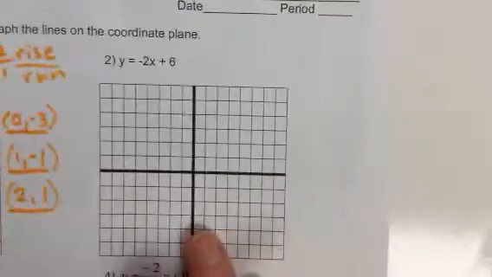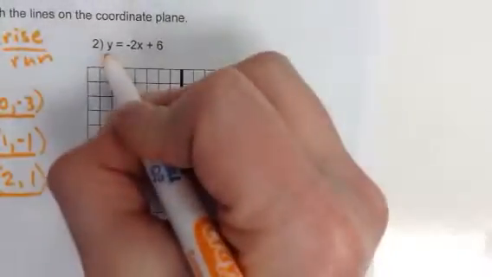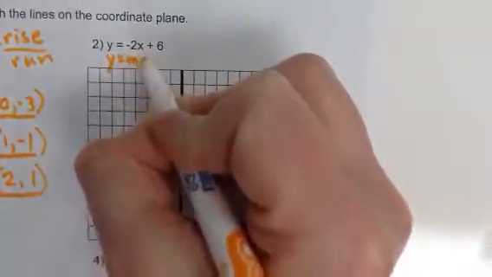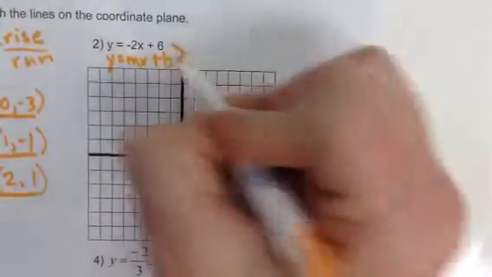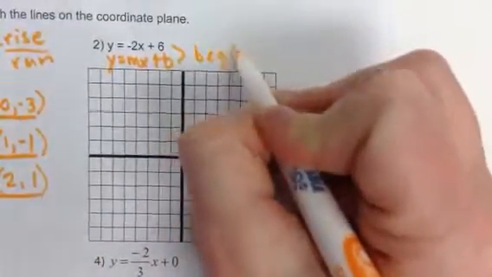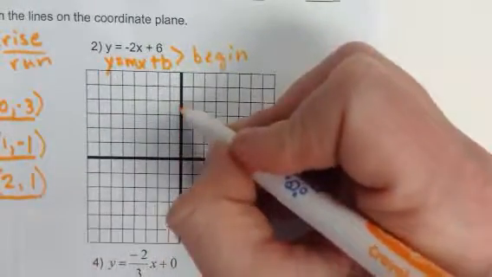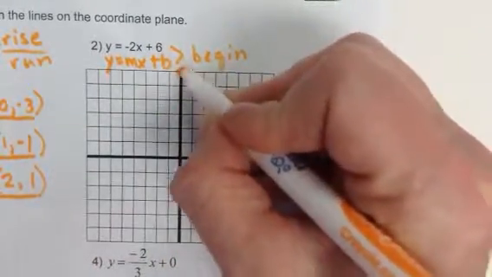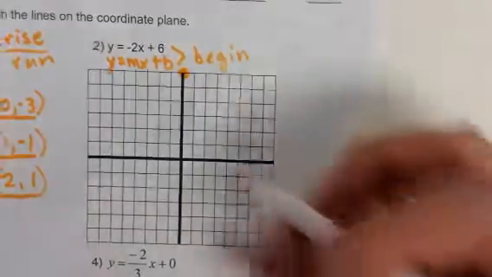Okay, so let's go ahead and do just one more together. It's in the form of y equals mx plus b. So I'm going to begin with that number at the back. So they're telling me 6. 1, 2, 3, 4, 5, 6 is at the very top of this graph.